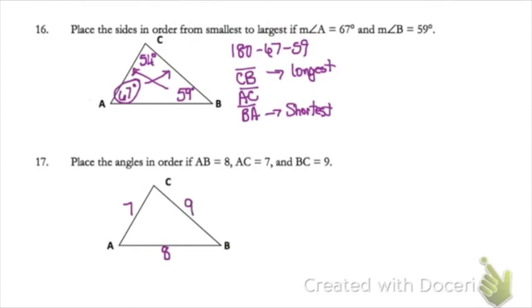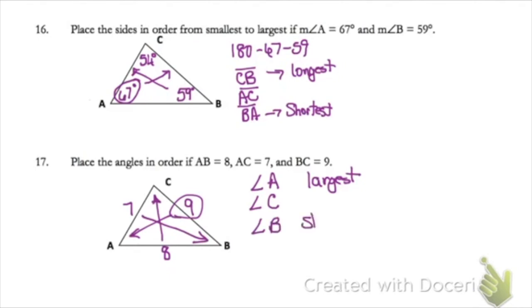Now remember, opposite the largest angle is the longest side. So I'm going to find my longest side, which is 9, and that is opposite angle A. So I'm going to say angle A is my largest angle. And then my next largest side is 8, so opposite that is angle C. And then my smallest angle would be opposite my shortest side. So that's going to be angle B.